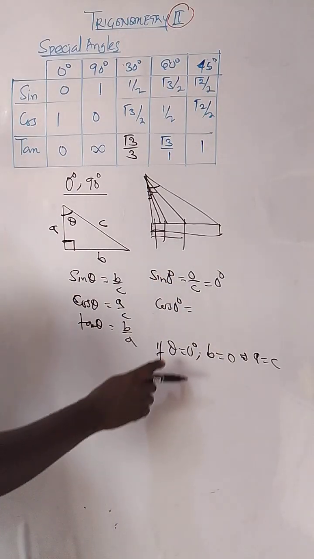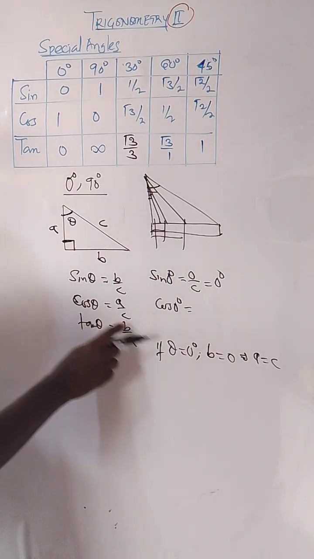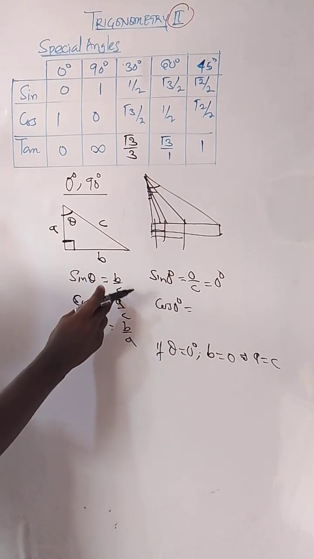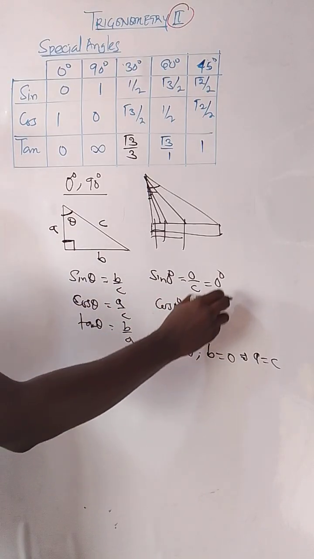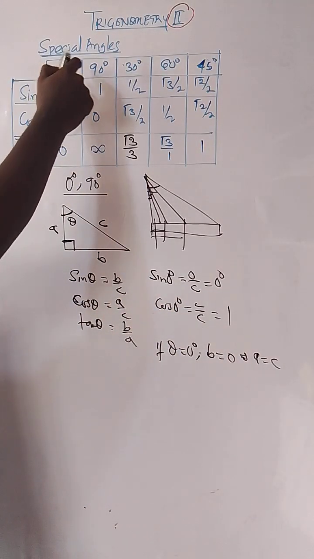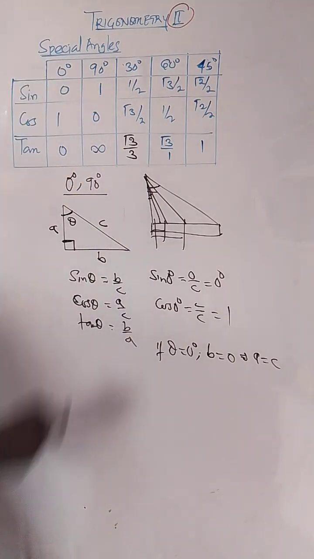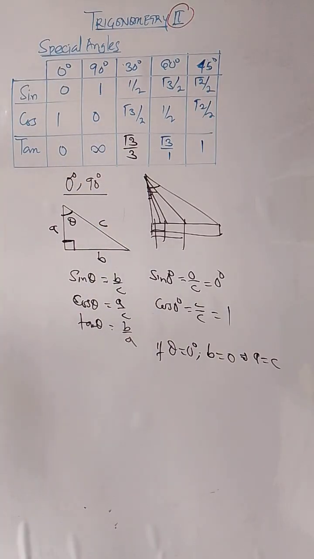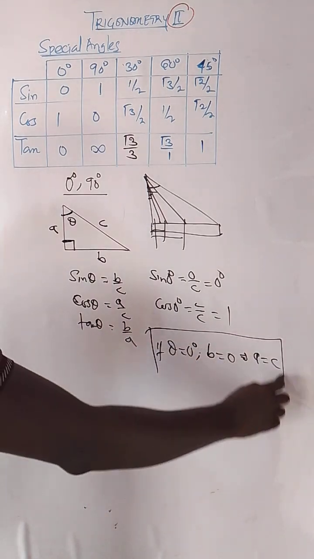What's cos 0? A over C. What's A? A equals C. So we write A over C as C over C, which is 1. So cos 0 is 1. Sin 0 is 0. What about tan? Just divide straight. That's all. So for theta to be 0, that's the condition.